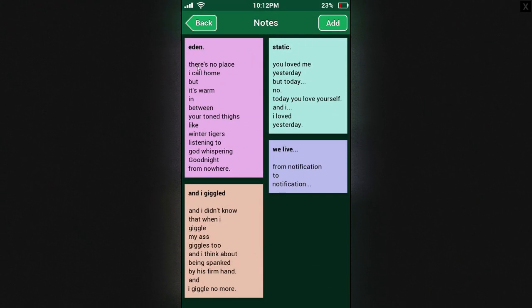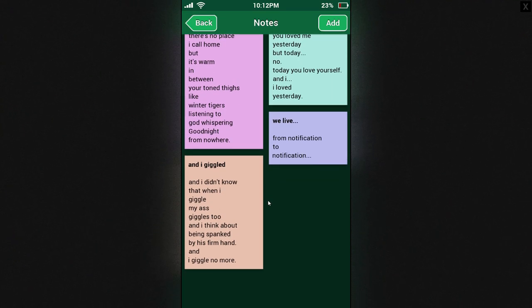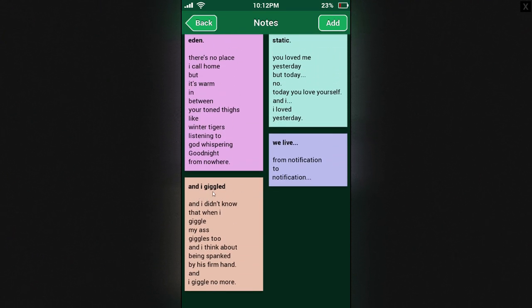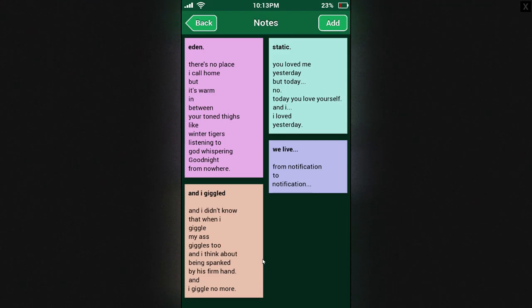Okay, we got some notes. Eden, there's no place I call home, but it's warm. In between your toned thighs, like winter tigers listening to God whispering goodnight from nowhere. Static, you love me yesterday, but not today, no. Today you love yourself, and I loved you yesterday. We live from notification to notification. And I giggled. I didn't know that when I giggle, my ass giggles too. And I think about being spanked by his firm hand, and I giggle no more. Interesting.